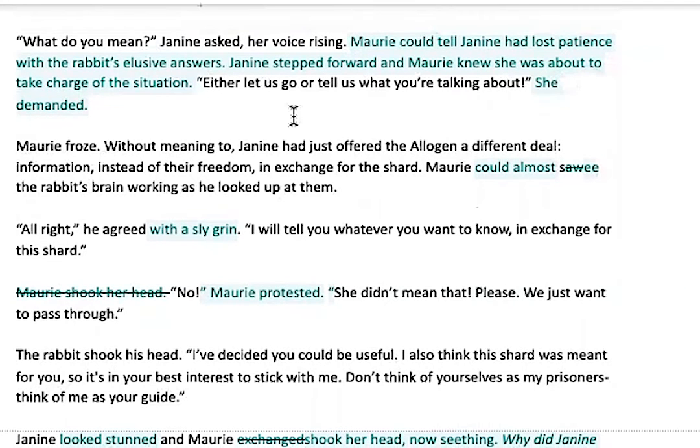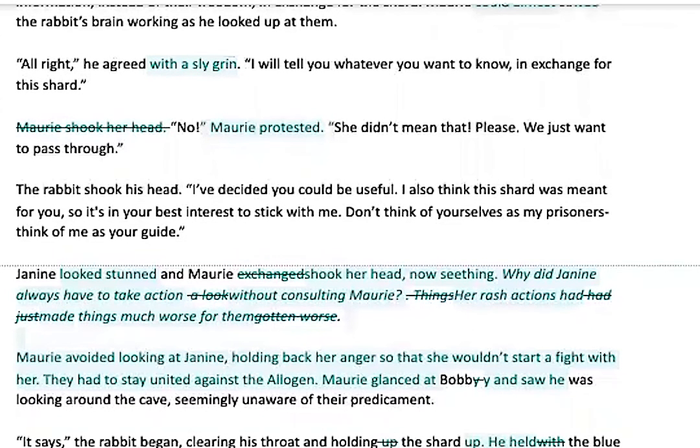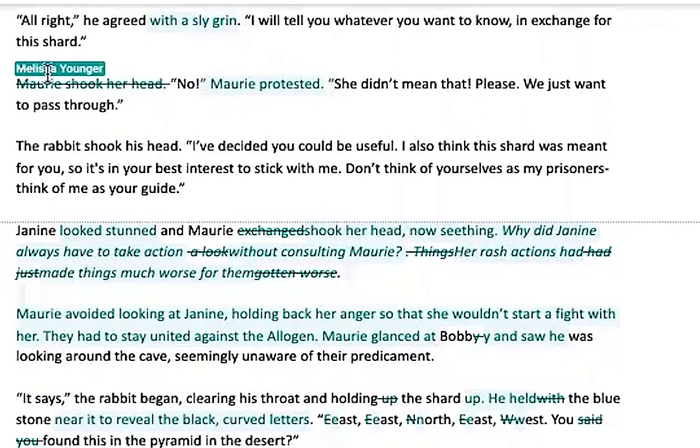This might need a little bit more clarification to show that it's still Janine talking, but because it's all the same paragraph and Janine is talking and it's saying that she's about to take charge of this situation, I think from the context, the reader can probably understand that the she is Janine. All right, he agreed with a sly grin. And so I'm just kind of showing from Mari's perspective that she can tell that the rabbit is up to something.